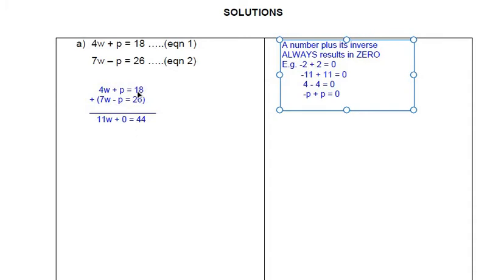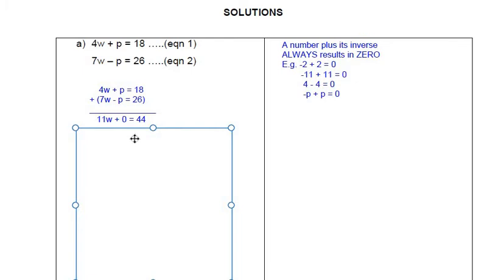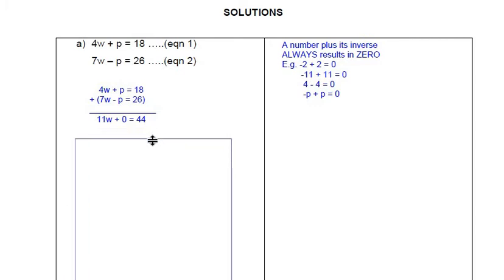Back to the equation at hand. 18 plus 26 gives us 44. Now, you notice that we've eliminated one of the variables. We've eliminated P. So now we can just concentrate on solving for W. So let us rewrite the equation without the 0. So here we have 11W is equal to 44.